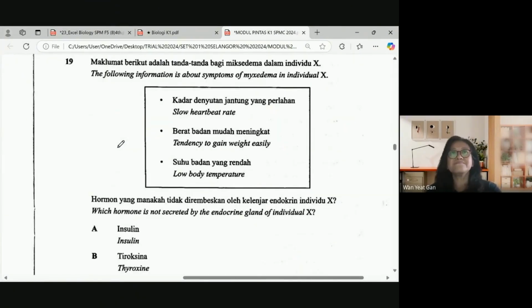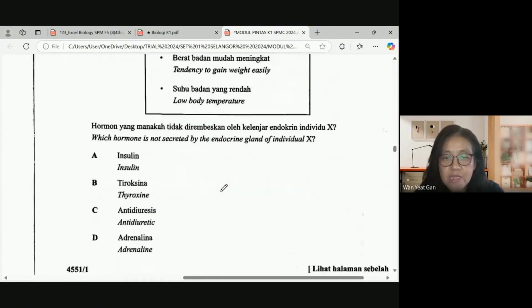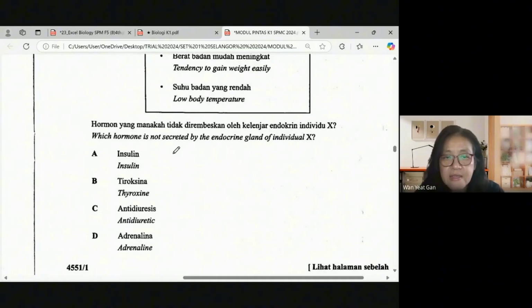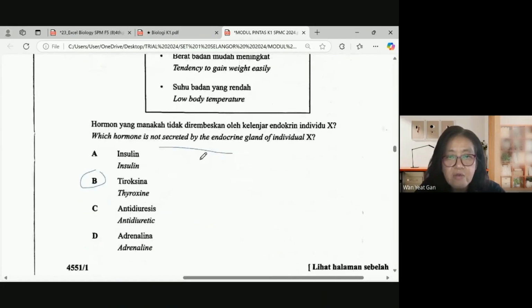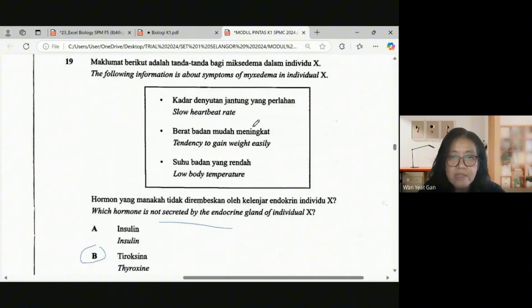Okay, 19. The following information is about symptom of myxedema in individual X. The person has slow heartbeat rate, tendency to gain weight, low body temperature. Now, the hormone that is not secreted by the endocrine gland of this individual is thyroxine, because thyroxine is responsible for heartbeat rate. Okay, so the lack of thyroxine will result in low metabolic rate. So the low metabolic rate will result in a person gaining weight easily. Okay, so the answer is B.